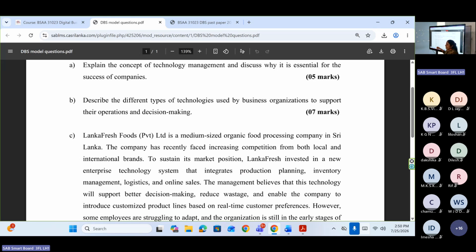Information technology. So this question asks, describe different types of technologies used by business organizations to support their operations and decision making. In that case, this is kind of a broad question. You have to discuss different types of technologies that we discussed: information technology, educational technology, cloud technology, manufacturing technology, that's all.